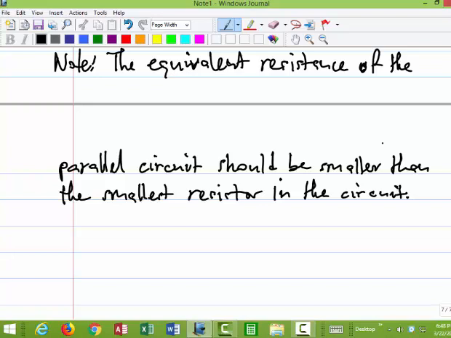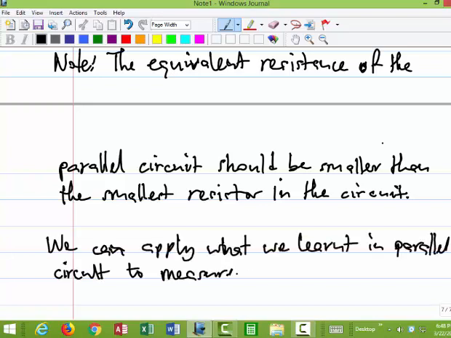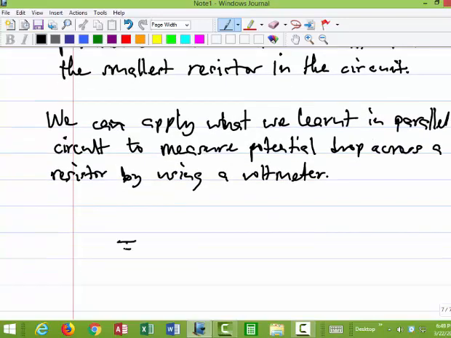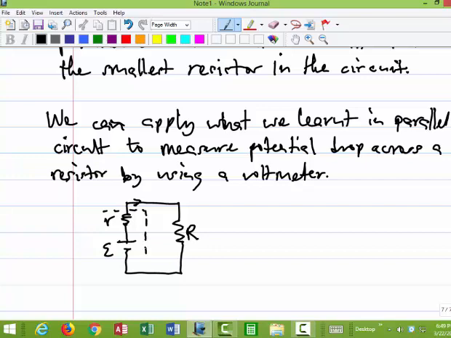So when we look at parallel circuits, one application of that is the use of a voltmeter to measure potential drop. So we can apply what we learned in parallel circuits to measure potential drop with a voltmeter. So let's look at an arrangement where we want to measure potential drop. So here, we have a small internal resistance again. So we have an EMF, we have R, the current flowing, and that's uppercase R. So this is your battery again. The battery we now say has a small internal resistance, so it's a real battery.